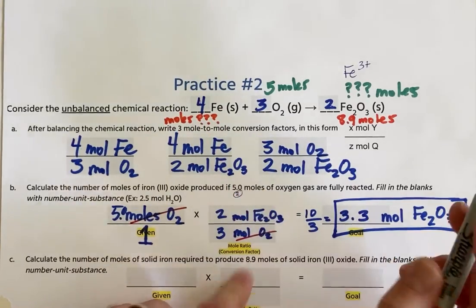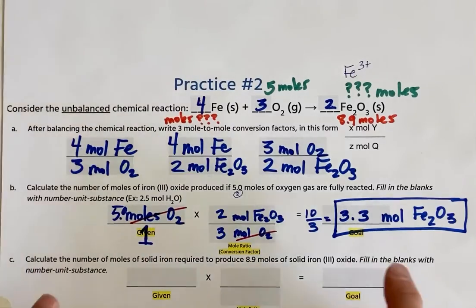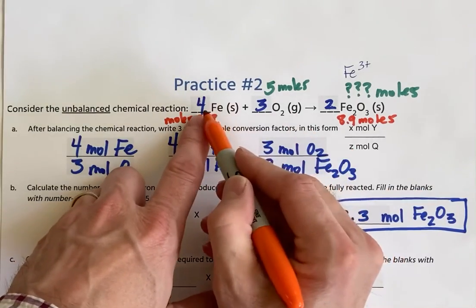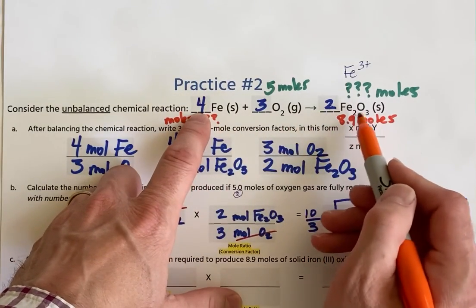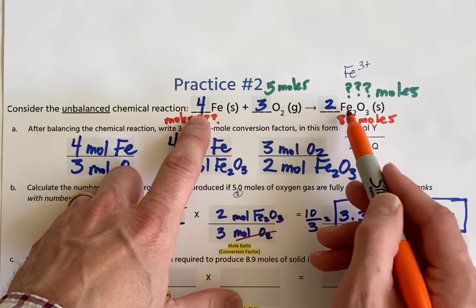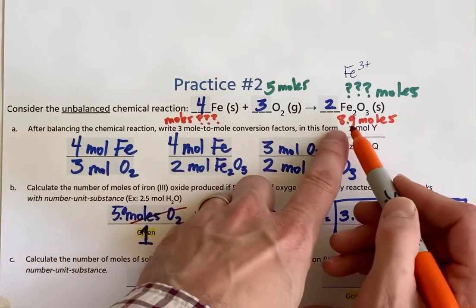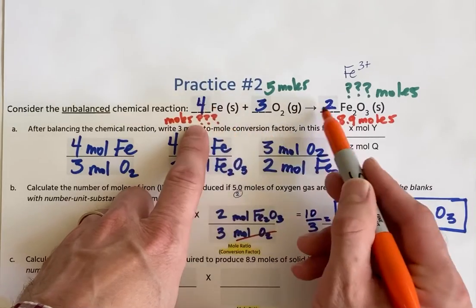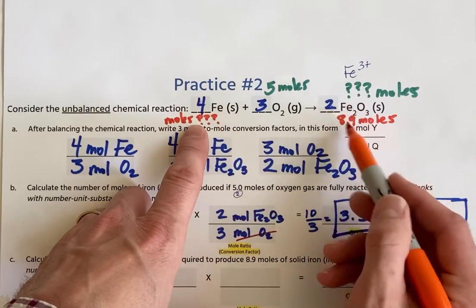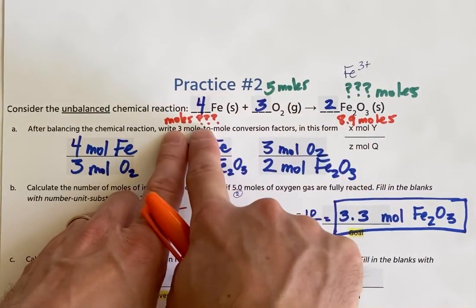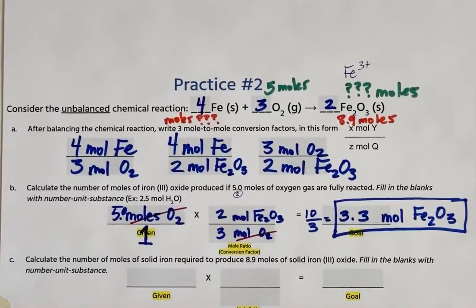Now, I can actually predict it. I can do it in my head without doing the calculations, because 4 moles of iron make 2 moles of iron 3 oxide. Right, so twice as many moles of iron are needed to produce iron 3 oxide. So then I know that the answer is 8.9 times 2, right? Because I need twice as many moles of iron to make iron 3 oxide. So if we want 8.9 moles of iron 3 oxide, we would need double that, which would be 17.8 moles of solid iron. But let's do the problem here.